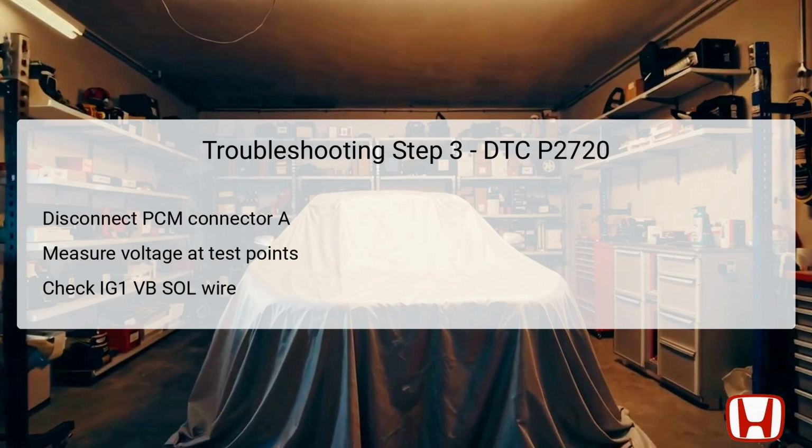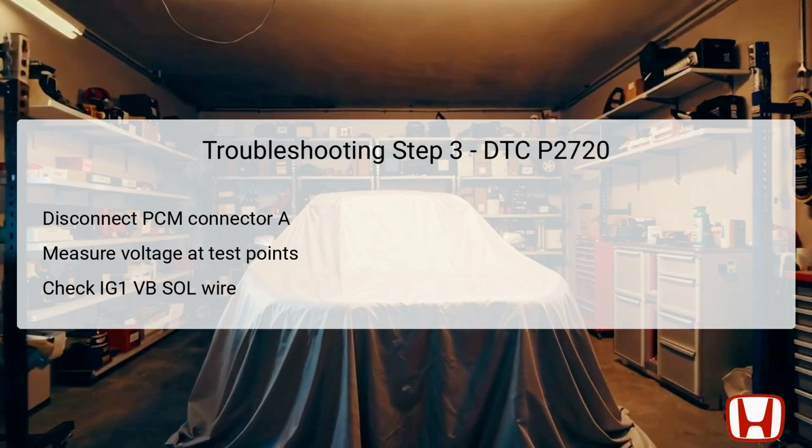In the third troubleshooting step for DTC P2720, begin by disconnecting the PCM connector A, specifically the 51P connector. After this disconnection, the vehicle should be turned to the on mode, allowing voltage measurements to be taken. Measure the voltage between test points 1 and 2, with test point 1 being at PCM connector A, 51P number 1, and test point 2 attached to body ground.